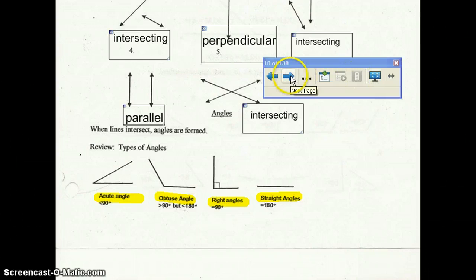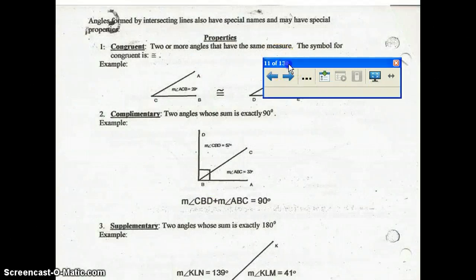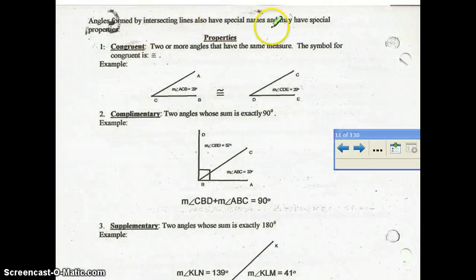Turn your notes to the next page. Angles formed by intersecting lines also have special names and may have special properties. Congruent means two or more angles that have the same measure. This is the symbol for congruent. It's an equal sign with a little squiggle on the top. It means that two angle measurements are equal to the same measurement.